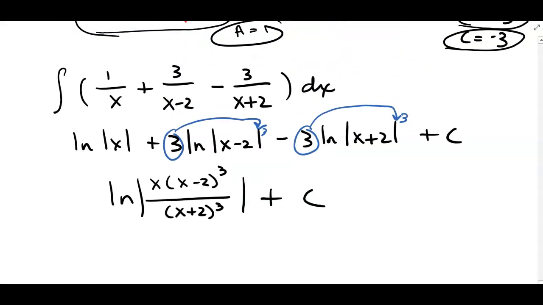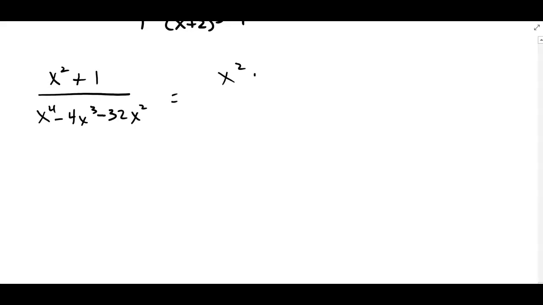So again, we're going to go through a couple more examples. A couple things I just want to note real quick. Suppose we had x squared plus 1 over x to the 4th minus 4x cubed minus 32x squared. Clearly you would start to factor that, right?